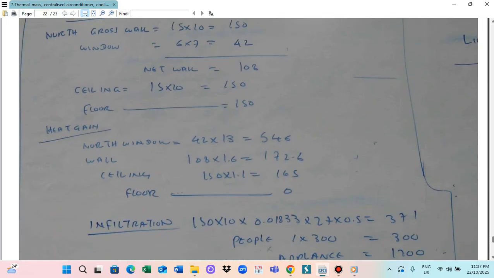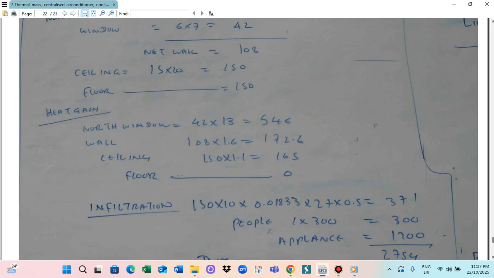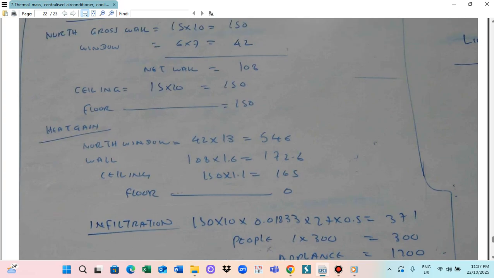And ceiling. So ceiling, you can calculate, 15 multiplied by 10, this is the ceiling, 150. Floor also, this is 150. So we have to calculate heat gain.